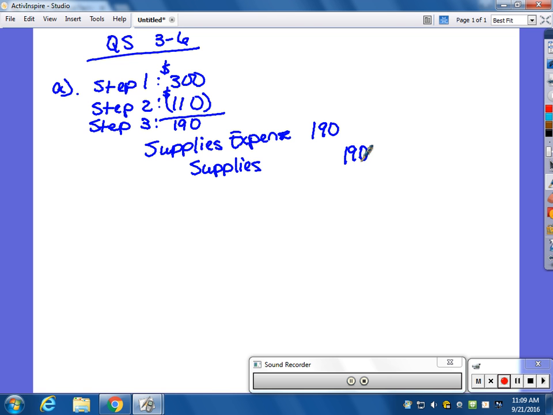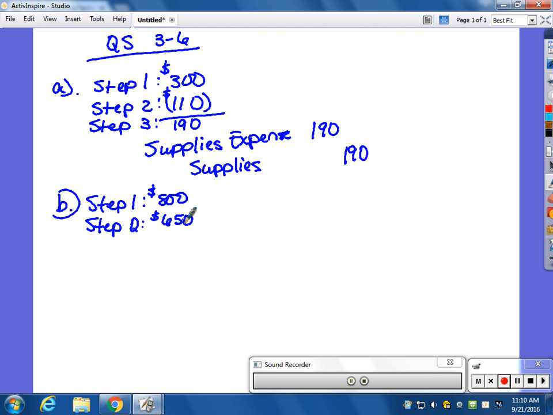What about B? What is the current balance? $800. You're just reading through the problem. Step two, what should it equal? What did they say was left? $650. Now, did they purchase anything? Yes, $2,100. So that means you're going to do what?